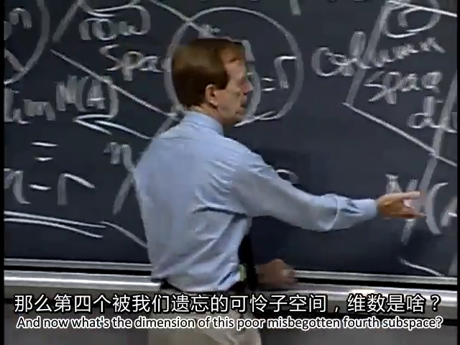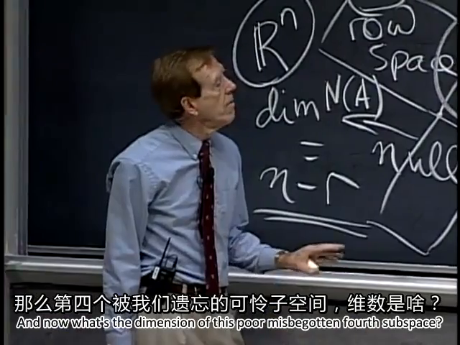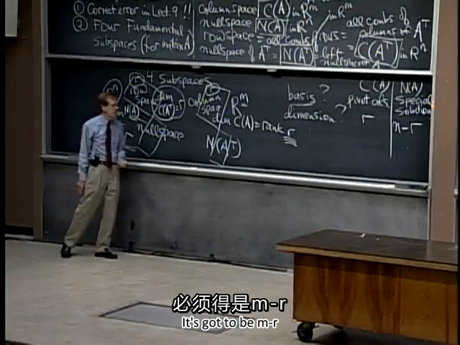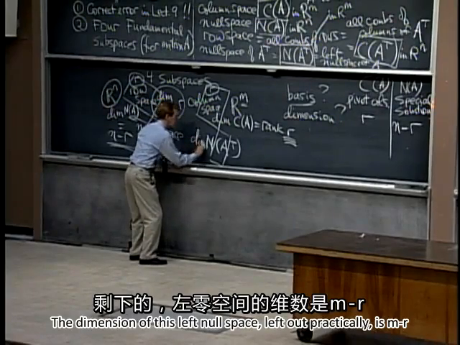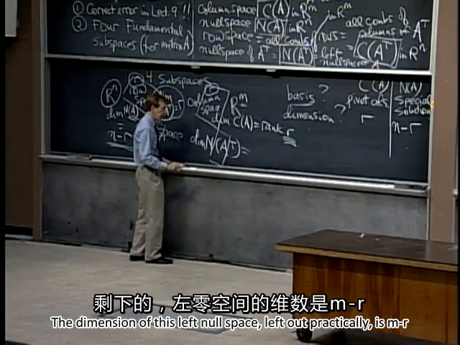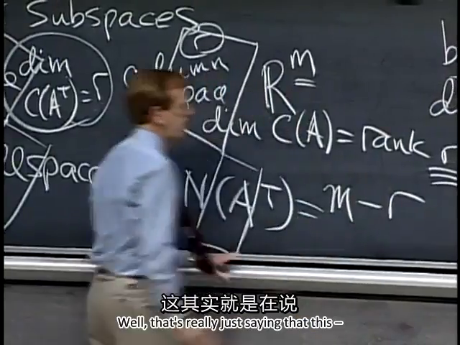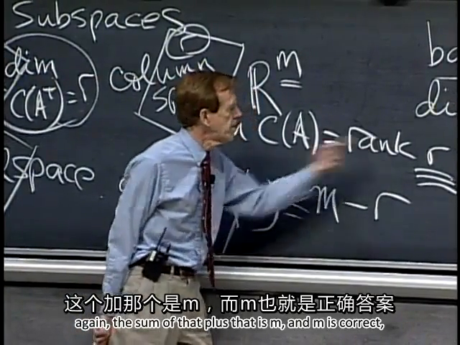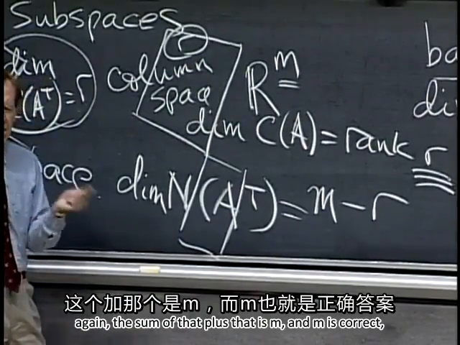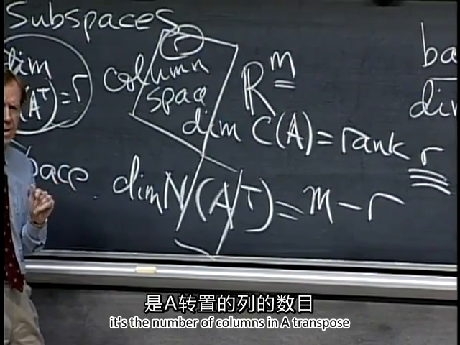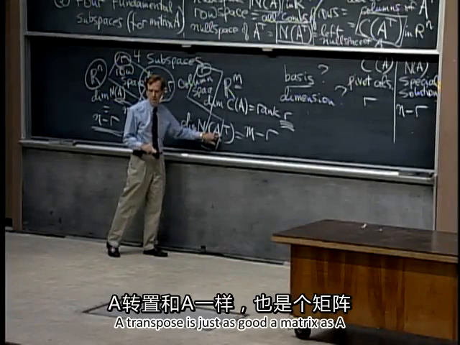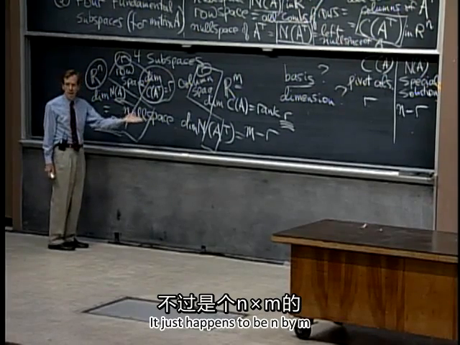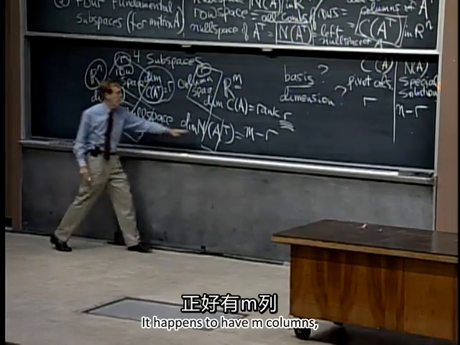Okay, and now what's the dimension of this poor misbegotten fourth subspace? It's got to be m minus r. The dimension of this left null space, left out practically, is m minus r. Well, that's really just saying that, again, the sum of that plus that is m. And m is correct. It's the number of columns in A transpose. A transpose is just as good a matrix as A. It just happens to be n by m.